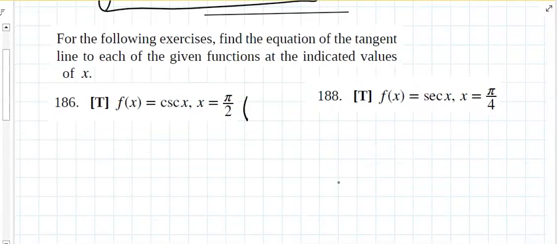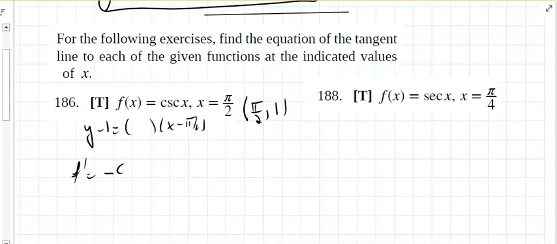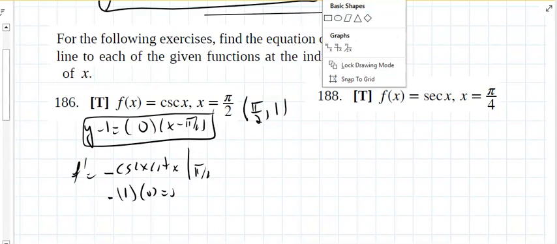To find the point, I take pi over 2, and we know cosecant is 1 over sine. Sine of pi over 2 is 1, so there it is. And it's y minus y1 equal m into x minus x1. And if I take a derivative, that is negative cosecant of x cotan of x, evaluated at pi over 2, that is negative one times 0, so that's 0. Put a 0 there, and there it is. So the equation is y equal 1.